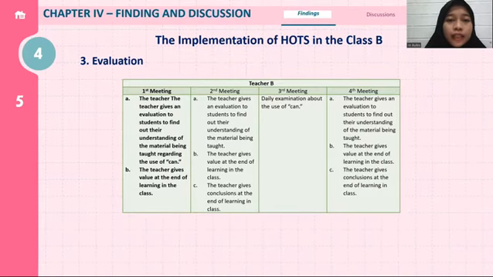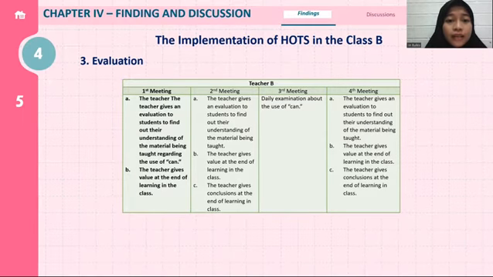In conclusion, I can conclude that teacher A and teacher B don't have much difference regarding the implementation of HOTS in the ELT process in their respective classes. In terms of preparation, teacher A more often implements preparation activities, while teacher B rarely relates material to everyday experience. So more communication occurs in class A than class B in terms of preparation.